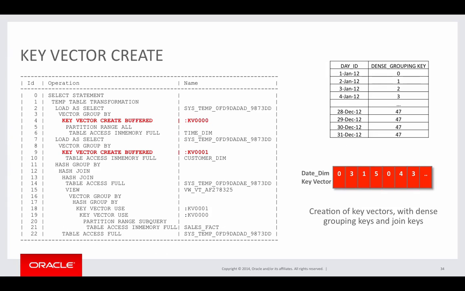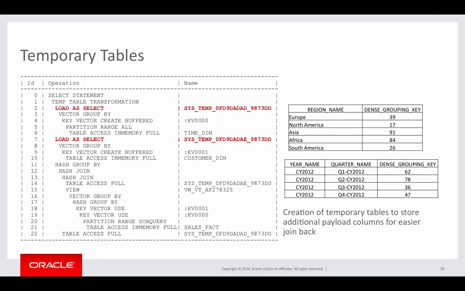The next thing we need to do after we scan those dimension tables, remember, is to create the key vectors. So you see that creation being done there on line 9 and line 4 of the execution plan, one for each of the dimensions. The next thing you see is that we're going to create these temporary tables. Now, those temporary tables are created to hold what we call the payload columns.